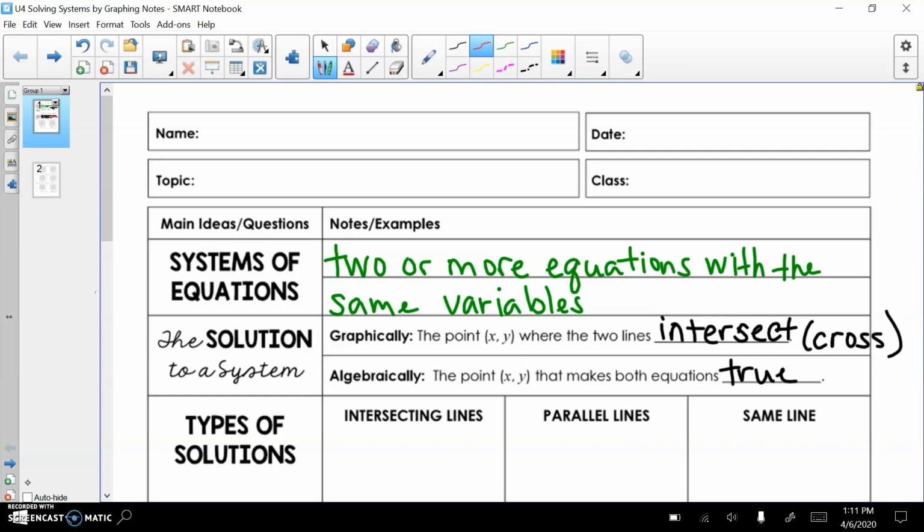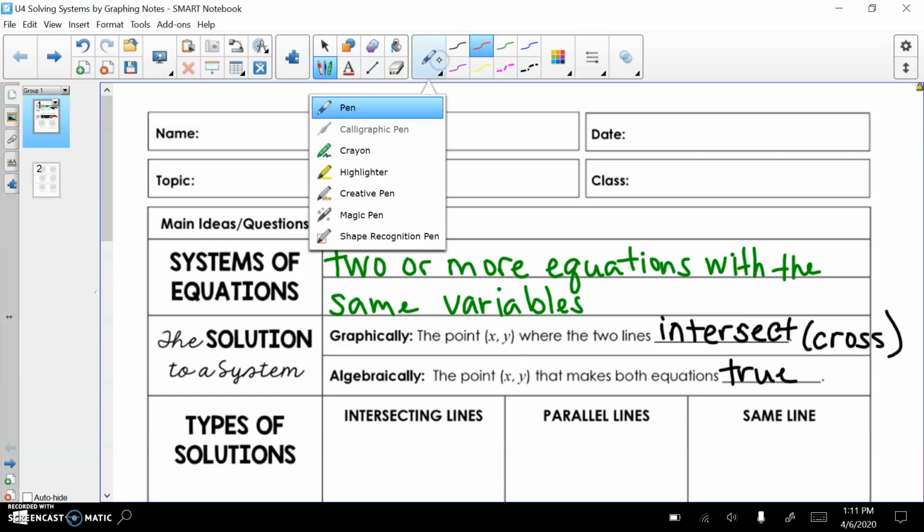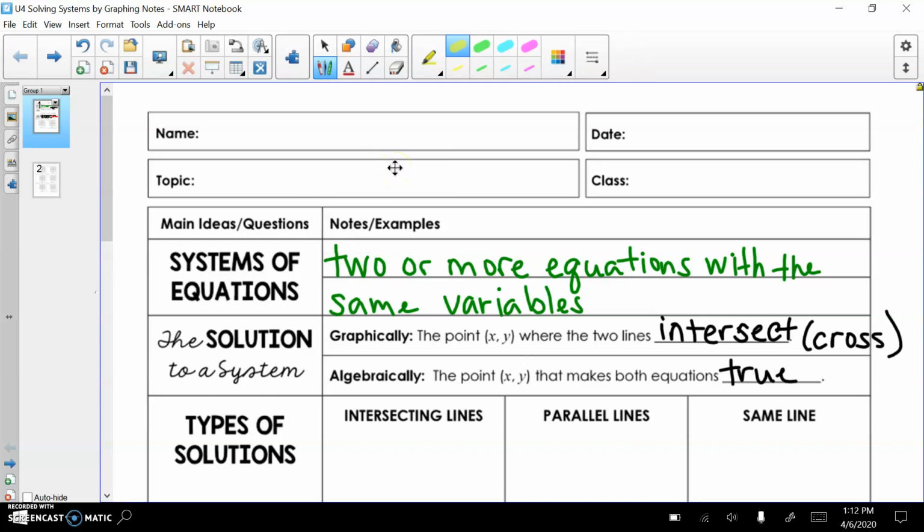So in the last unit we dealt with one line. So basically with systems, as you can see up here, I already wrote in the definition, but a system of equations is two or more equations with the same variables. So instead of dealing with one line, we're going to deal with two now. I know it says two or more, but we're only going to deal with two.